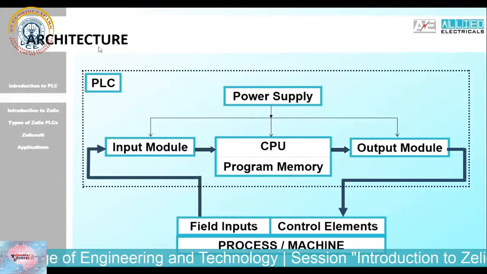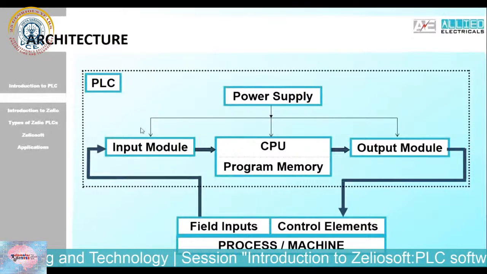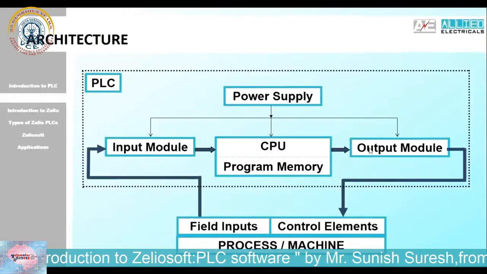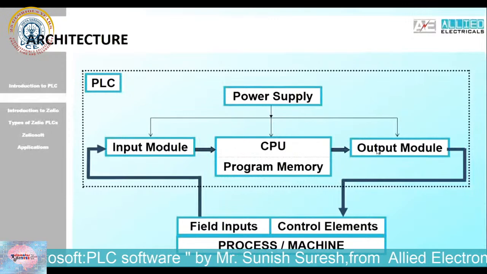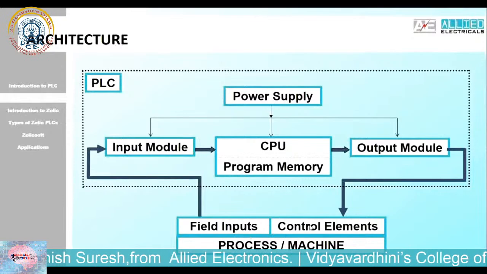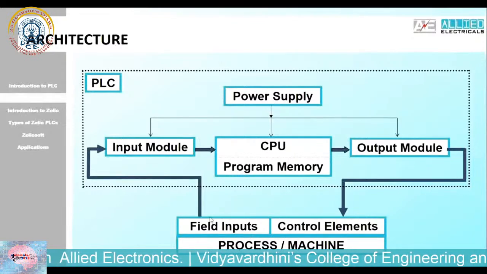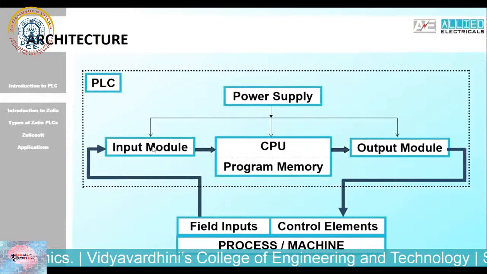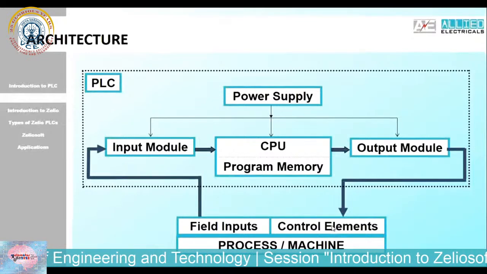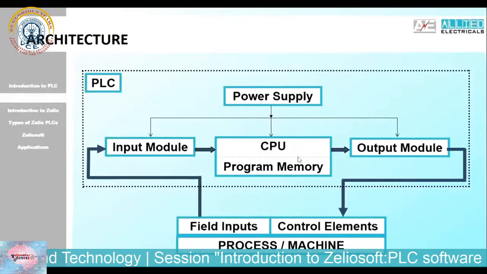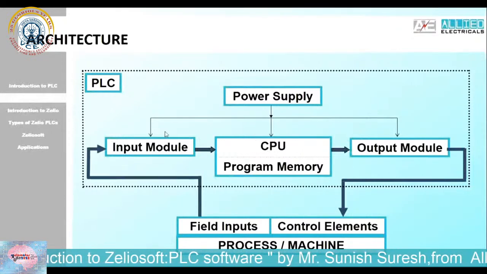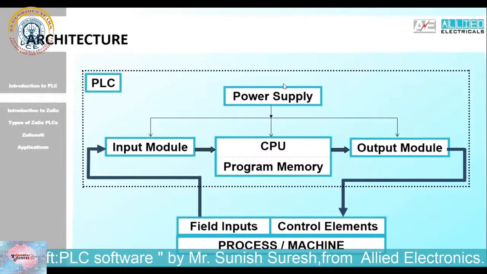Next is the basic architecture of the PLC. The PLC consists of a CPU, program memory, an input module and an output module. Here you can see that the PLC is connected to the process of the machine by some field inputs and control elements. The input module is fed with the field inputs, whereas the output module controls the control elements of the machine. The program is stored in the PLC memory, and the CPU computes that program to perform the desired task. There is also a power supply to power the PLC.